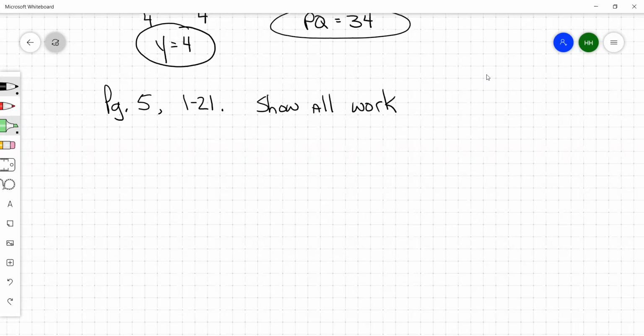I want you doing this work on a separate piece of paper today. All right? And then I want you to be sure that you check focus for homework questions.